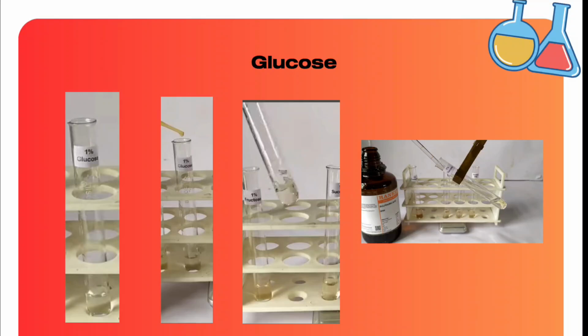Look closely at where the two liquids meet. You should see a purple ring from there. This means the glucose is reacting with the Molisch reagent.